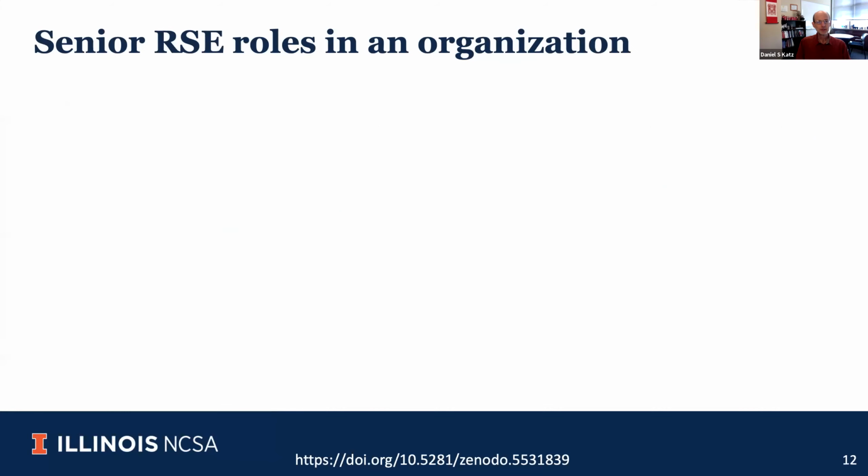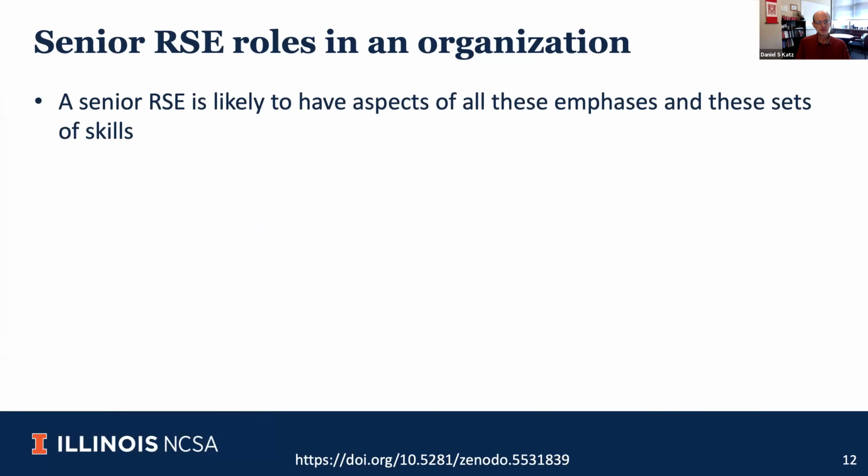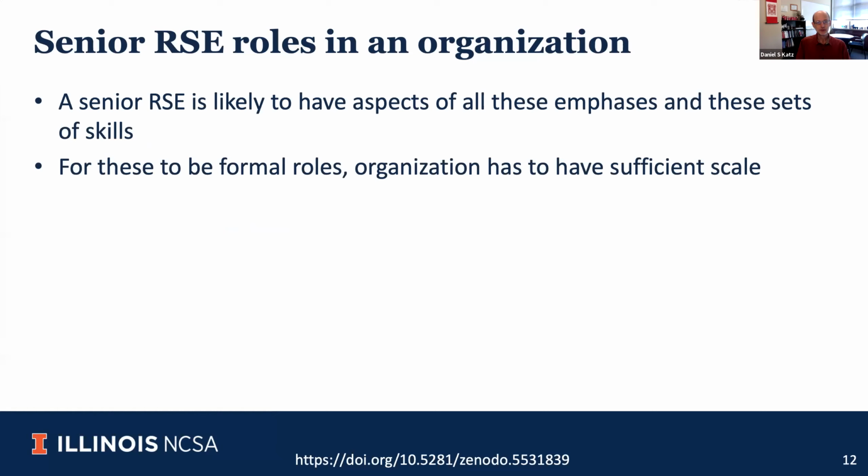So if we think about these RSE roles within an organization, a senior RSE is likely to have aspects of all of these emphases and really aspects of all of these sets of skills. It's also worth mentioning that for these to be formal roles, the organization really has to have sufficient scale. So an organization that has 5 RSEs maybe isn't going to have any of these senior roles defined in this way. But an organization like NCSA or the organization at Reading that Brian Lawrence is tweeting about today, when it gets to a certain size, maybe that's 30, maybe that's 40, 50, I don't know what the right number is, of RSEs, then you start to need to distinguish and to think more structure like this.